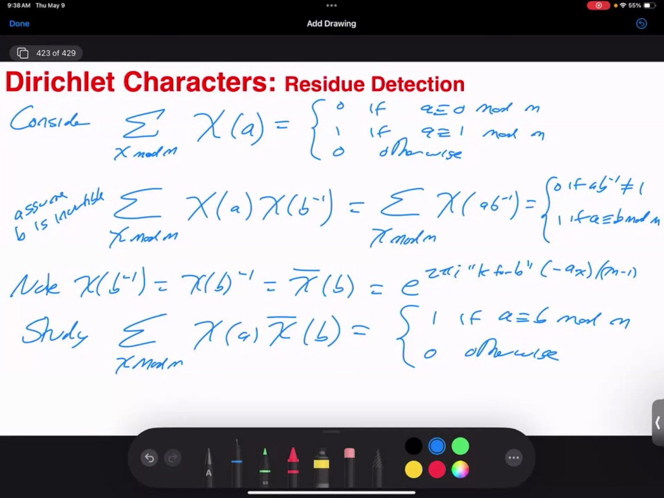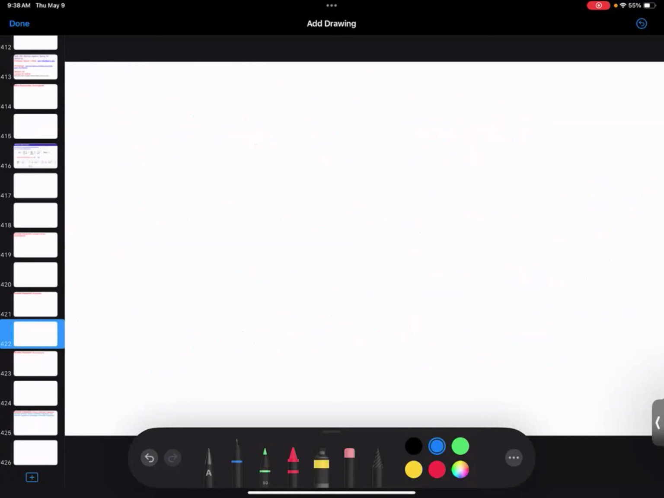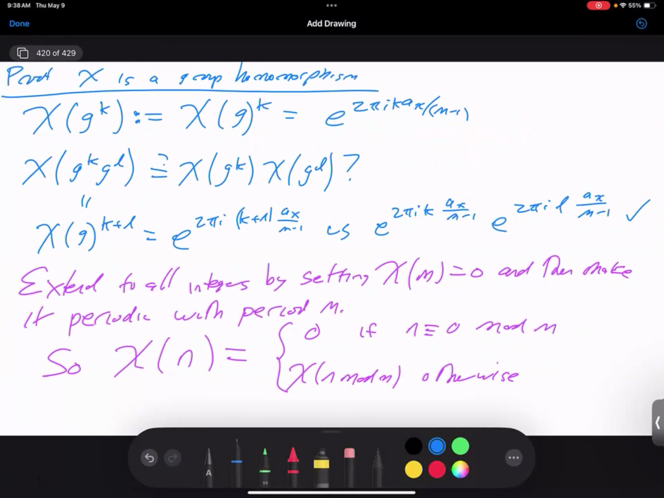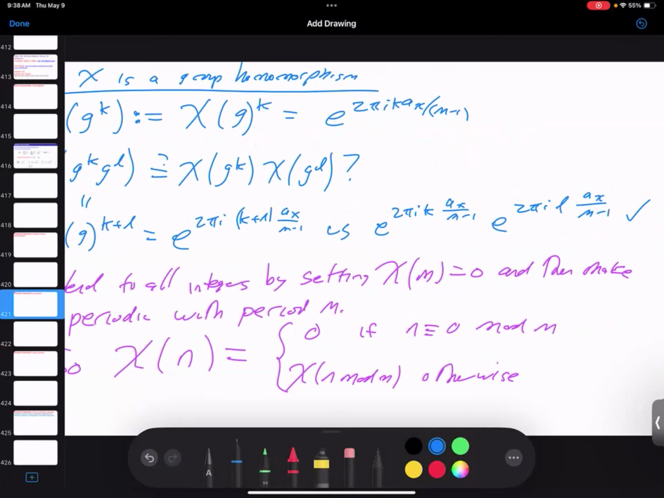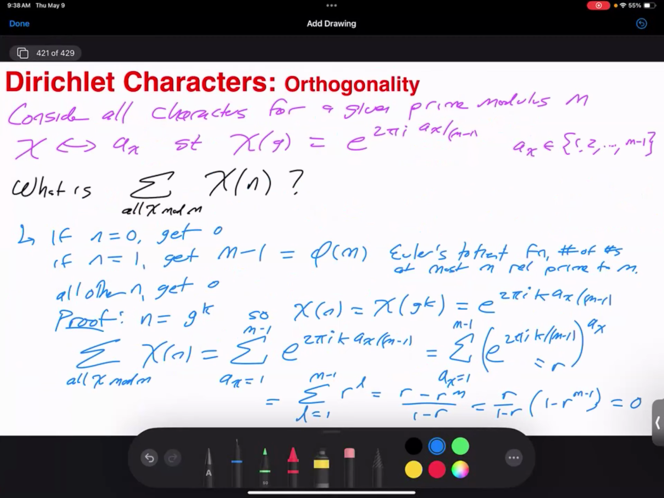All I want you at this point is to see that when I sum over all the characters, I get 0 if n is 0. Oops, sorry. I get 0 if n is 0. I get m minus 1 if the input is 1. And for all other n, I get 0 because of the geometric series formula. This proof doesn't work in general. You need more work. I don't care. But this detects whether or not my input is 1.